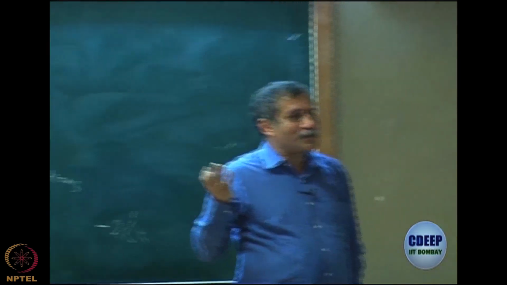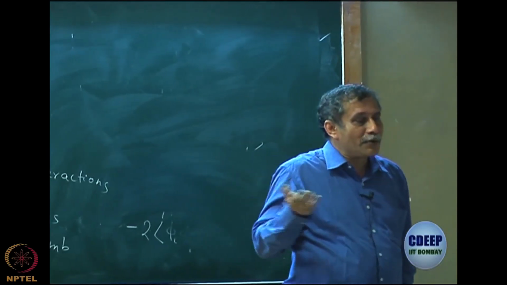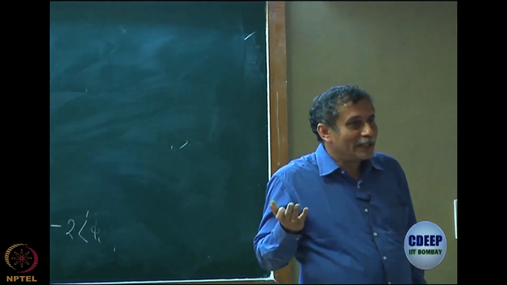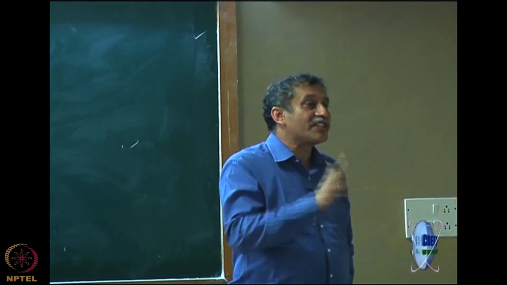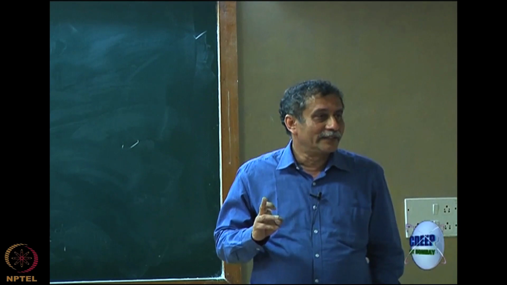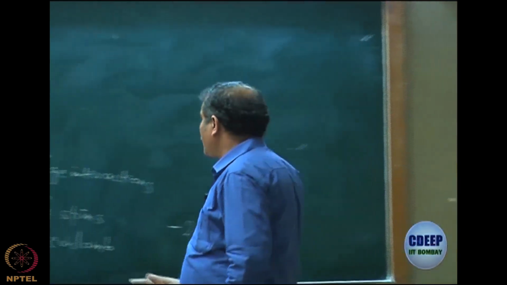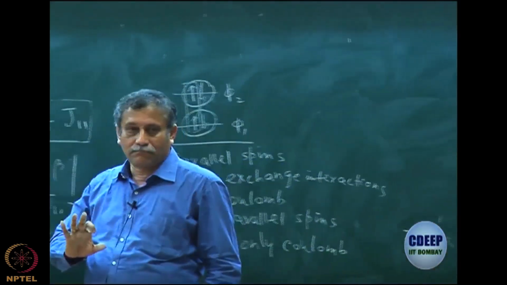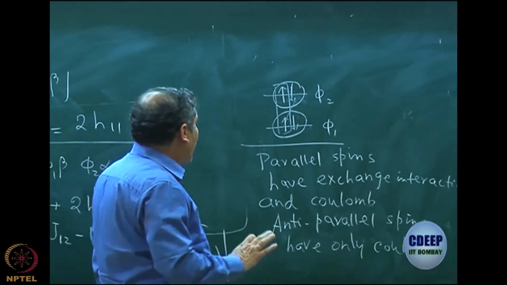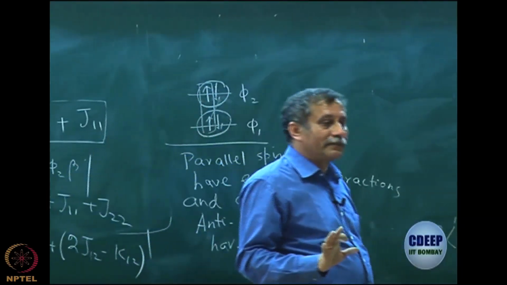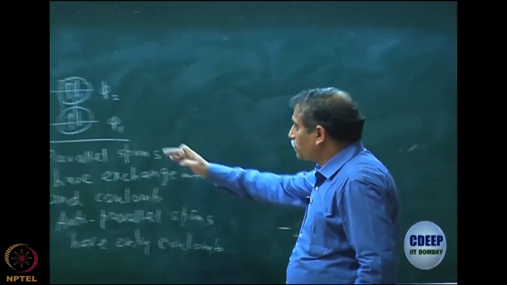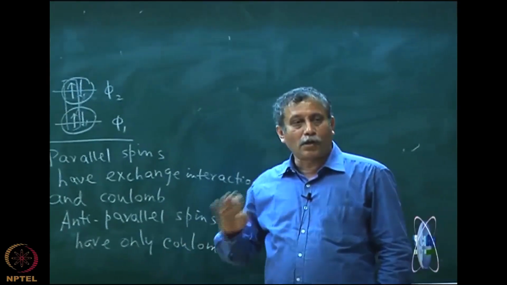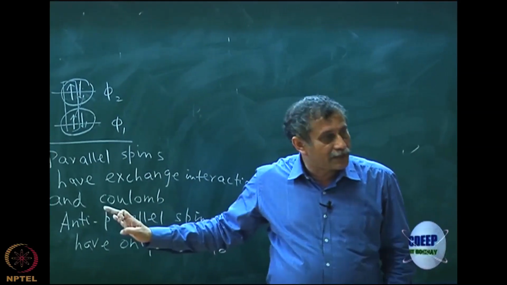Well, whichever way you interpret, that is the Pauli principle also in a way, that you cannot have 2 up spins. The point that I am trying to say is that anti-parallel spins have no exchange. That is the important thing. Anti-parallel spins have only Coulomb. Parallel spins have both Coulomb and exchange. That is important. So if we have to count Coulomb, count both parallel and anti-parallel. If you want to count exchange, count only parallel spins.